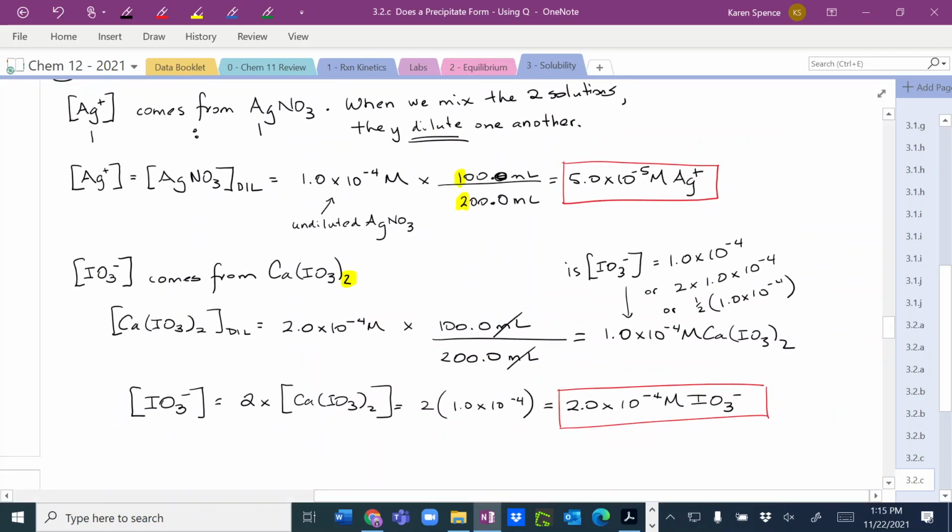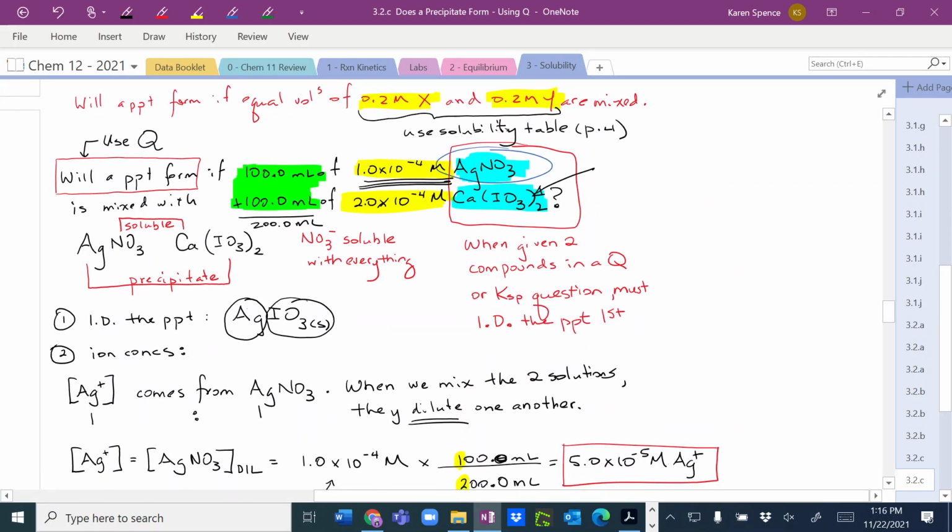So these Q questions, they involve a lot of different steps, but each step you know how to do. Do you know how to predict who the precipitate is? Yes. Do you know how to do a dilution calculation? Hopefully, yes. So we've come that far. Do you know how to do a Q? Yes. In order to write a Q expression, the first thing we did, we identified the precipitate. Second thing we did, found our ion concentrations.